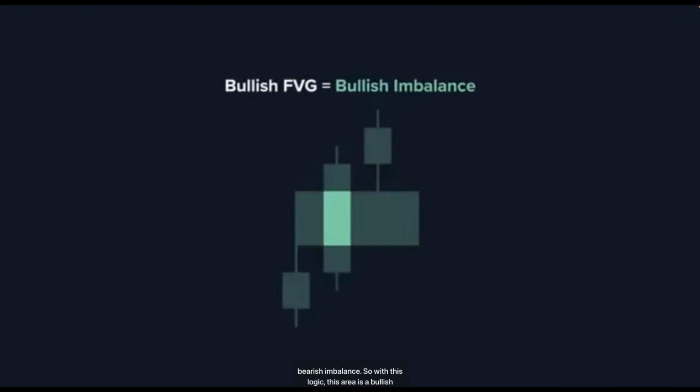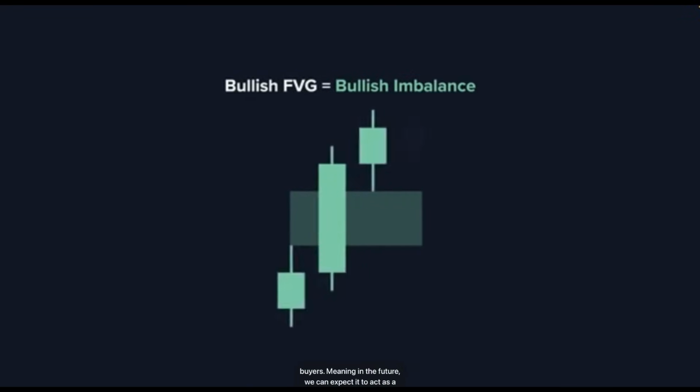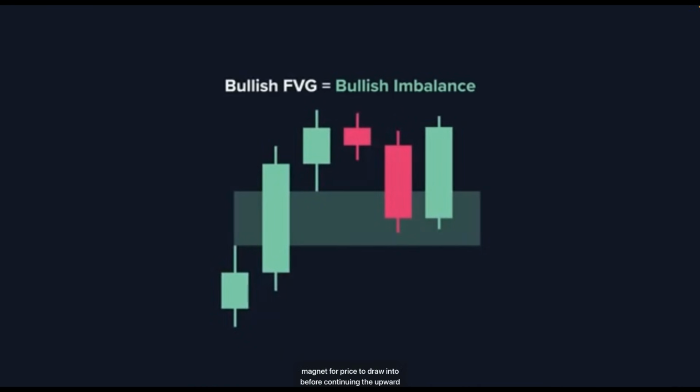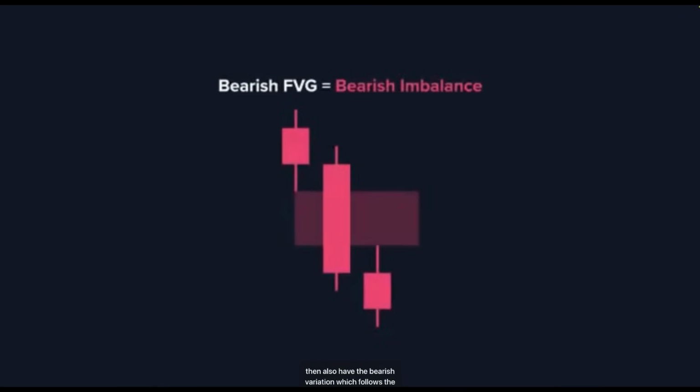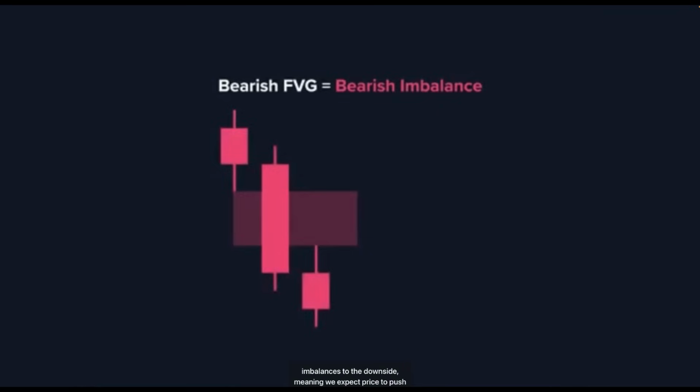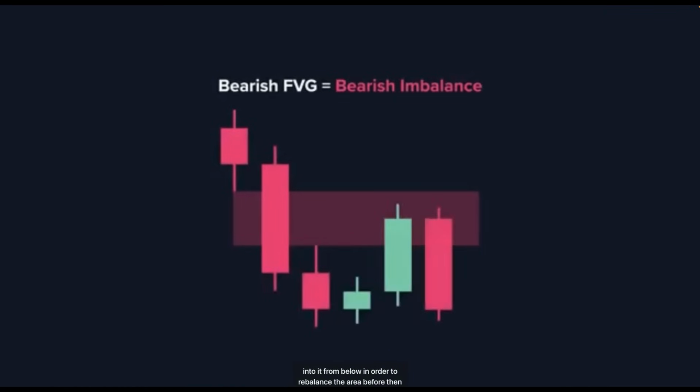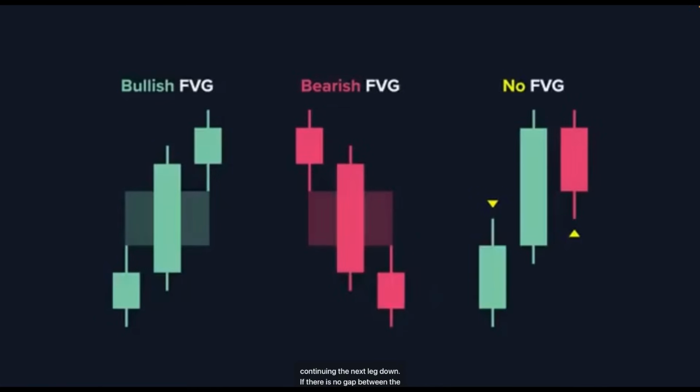So with this logic, this area is a bullish imbalance because it was a strong impulsive move for buyers, meaning in the future, we can expect it to act as a magnet for price to draw into for continuing the upward move. And in doing so, this area has now been rebalanced. We then also have the bearish variation, which follows the same principles. The only difference is that the imbalance is to the downside, meaning we expect price to push into it from below in order to rebalance the area, before then continuing the next leg down. If there is no gap between the first and third candle's wicks like in this formation on the right, it means the price action is already balanced, meaning there is no fair value gap to trade.